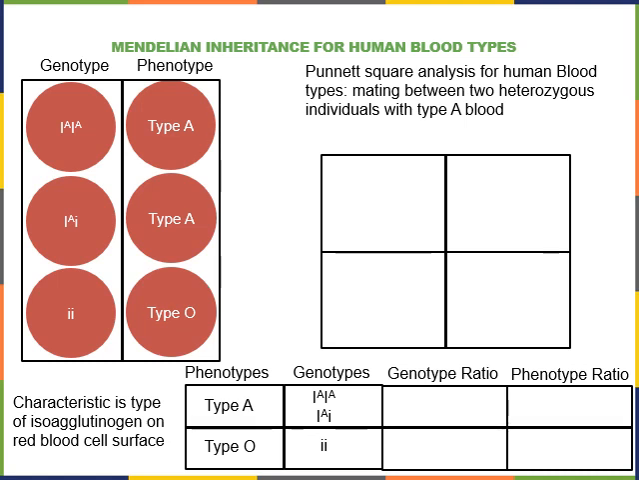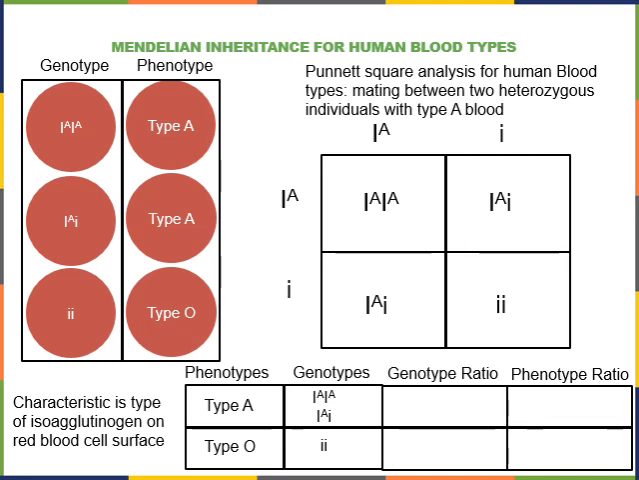have type O blood. Now let's use the Punnett square to predict genotype and phenotype ratios for mating between two heterozygous individuals with type A blood. We can see if we write up the alleles on the top and along the side and then carry across to form the recombination, we find homozygous dominant and a heterozygous, then another heterozygous, and a homozygous recessive.